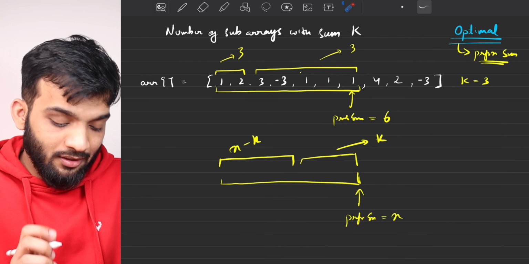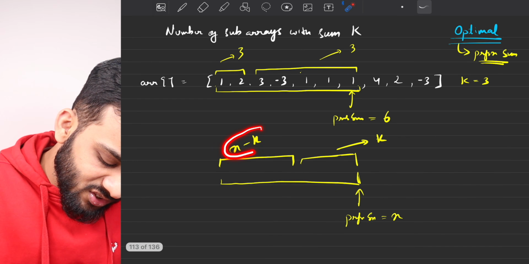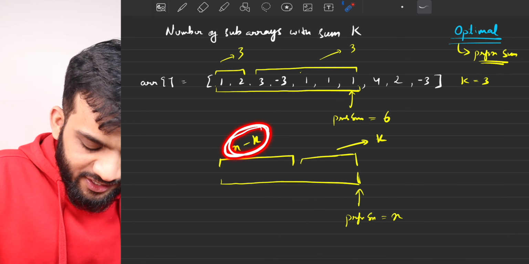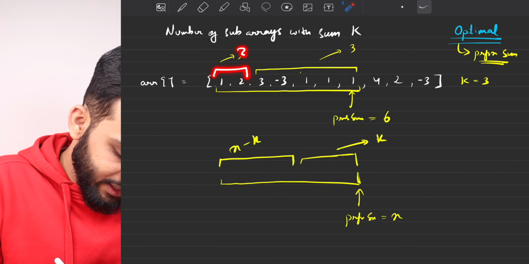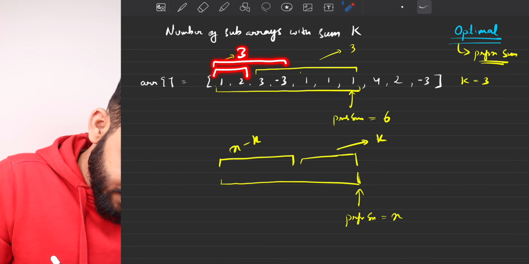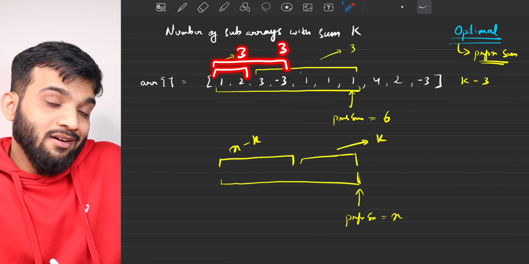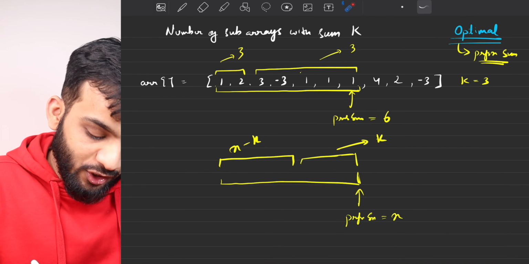Can I say there will be two prefix sums of x minus k? I can. We had till here 3. We had till here 3. I can. Right? Because there was 2.